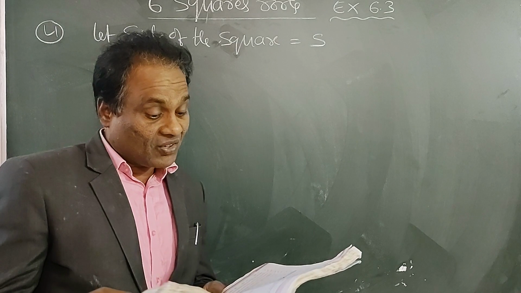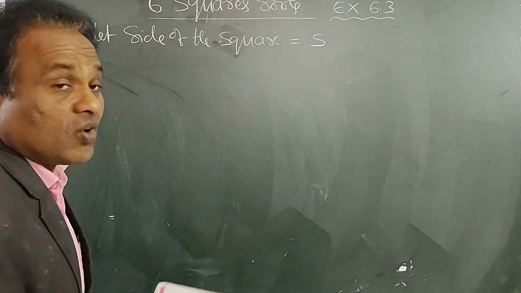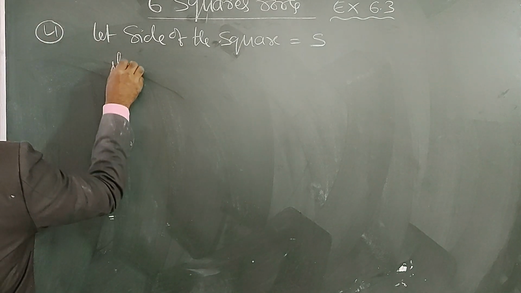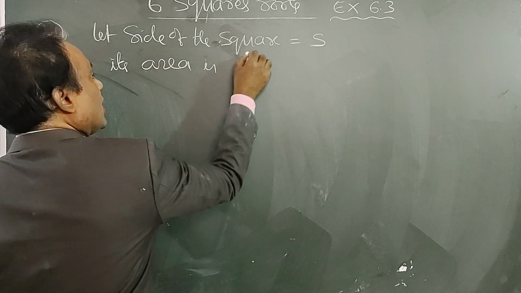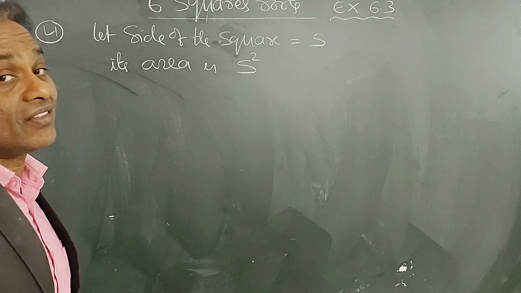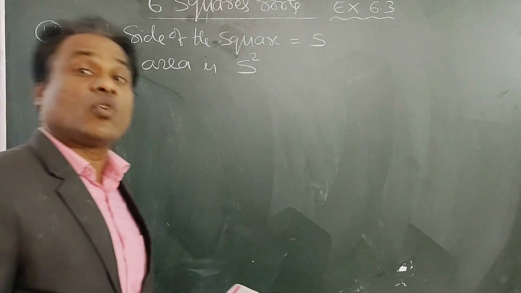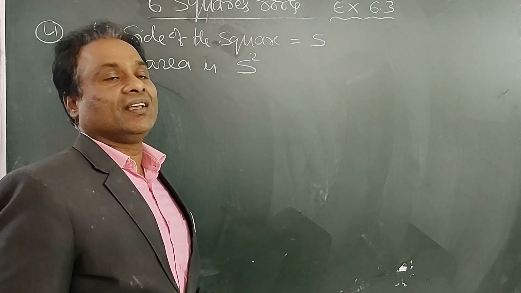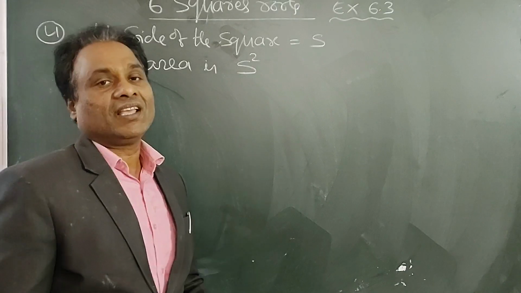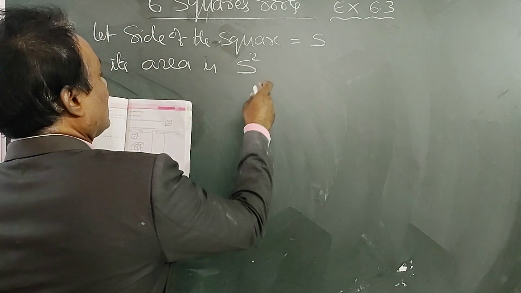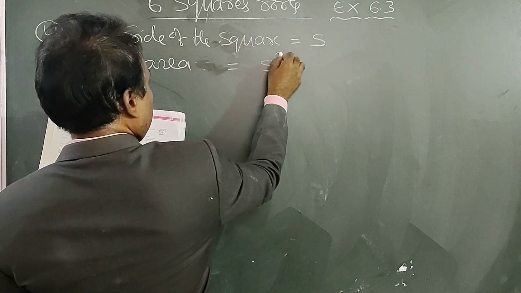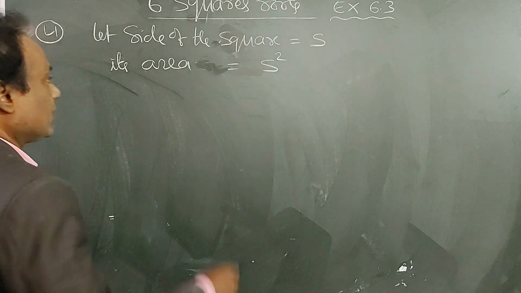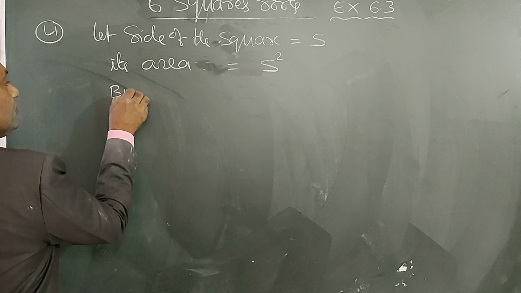Side of the square is equal to S. Then what is the area? What is the area of square formula? S square. Area of square is side into side. If side is S, area will be S square. So area is equal to S square.